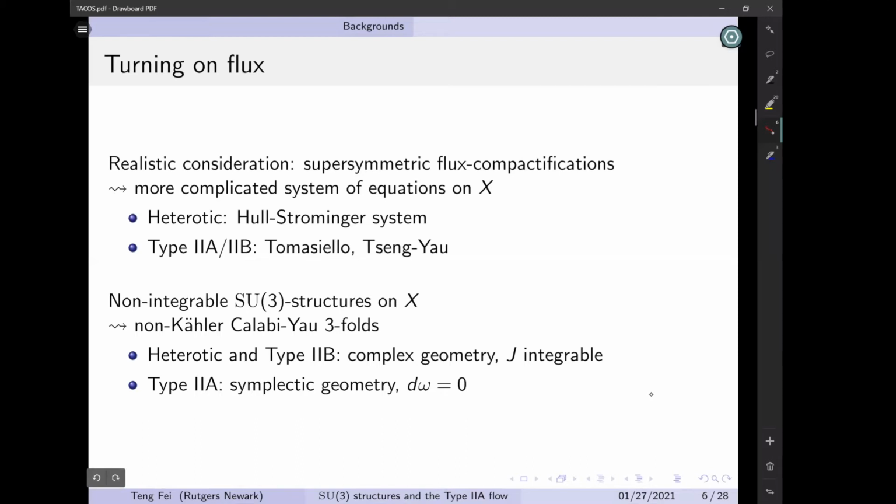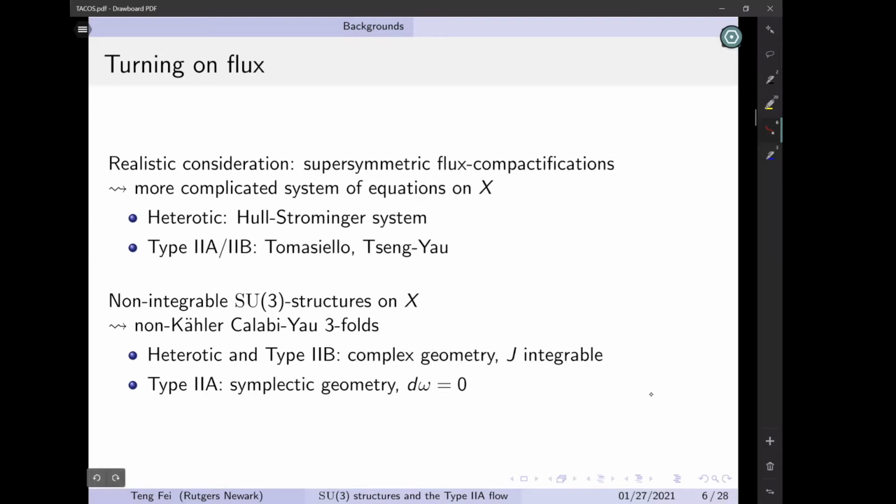For example, if we're considering heterotic strings, then we get what's called the Hull-Strominger system. If we consider the type IIA or type IIB strings, I guess the first mathematical formulation of them is by Tomasiello and Zhou and Liang. So to summarize, because we have fewer constraints, we get a more general kind of geometry. In particular, we may get non-integrable SU3 structures on X. So this leads to some non-Kähler Calabi-Yau threefolds.